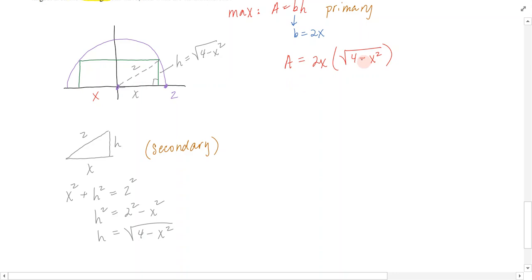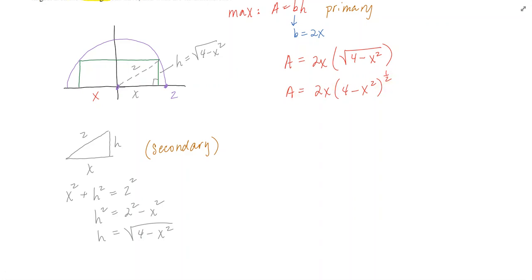And I'm going to just take my area equation here, and I'll rewrite this as 2x times 4 minus x squared raised to the 1/2 power. So I took it out of its radical and wrote it as a rational exponent. And now I'm going to take area and I'm going to take the derivative of that. So A prime.